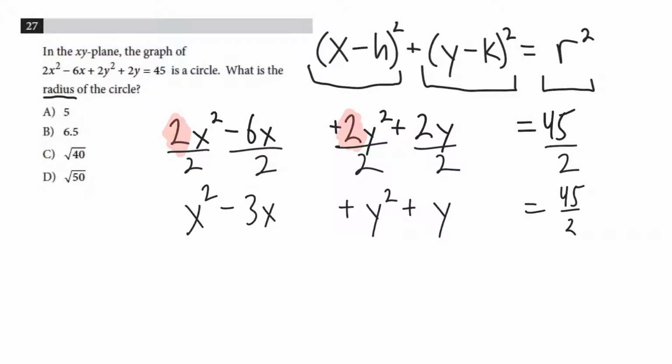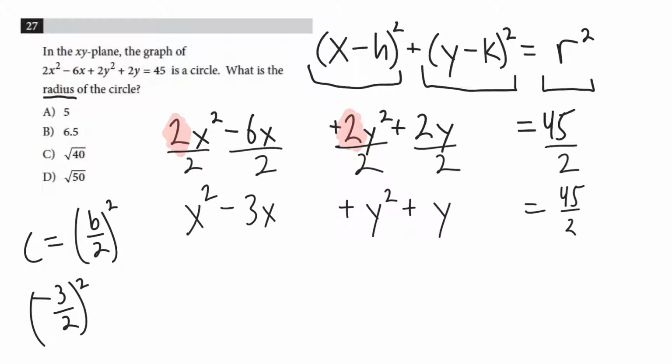Okay, now a equals 1 for my x's and my y's. Now I know that what I have to add to each piece is I need to make c equal b over 2 squared. Well, for my x's, b over 2 squared is going to be negative 3 over 2 squared. It's going to be 9/4. Okay, so I add 9/4. And since I added that to the left side of my equation, I have to add it to the right side of my equation.